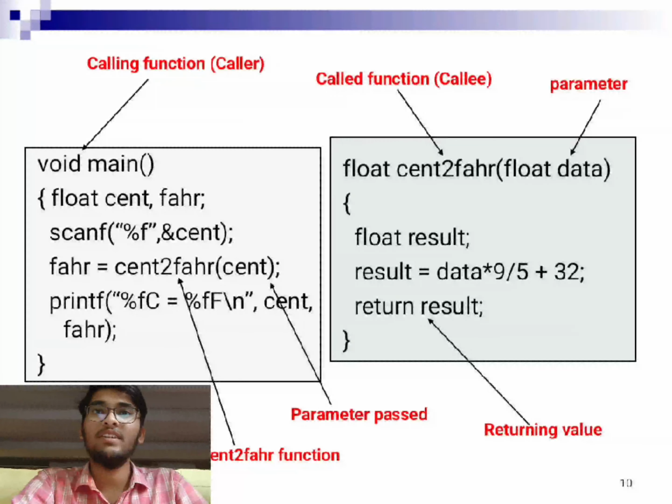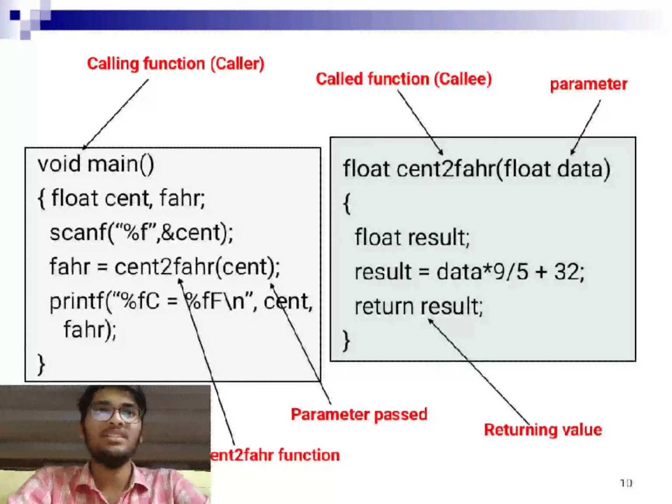Here we declare, and the definition of this called function is float cent 2 into Fahrenheit of float data. Float, int and so on are all called data types, and data means a parameter. In this we do an operation. Float result is initialized, and result is equal to data into 9 by 5 plus 32. That is the formula to calculate, and result is returned. Same code: the left side is the calling function, and the right side is the called function.